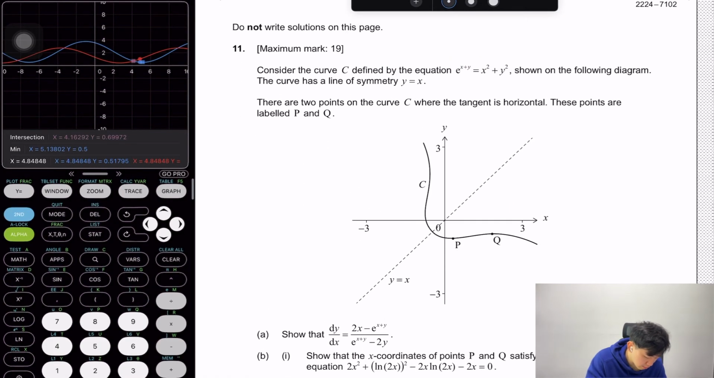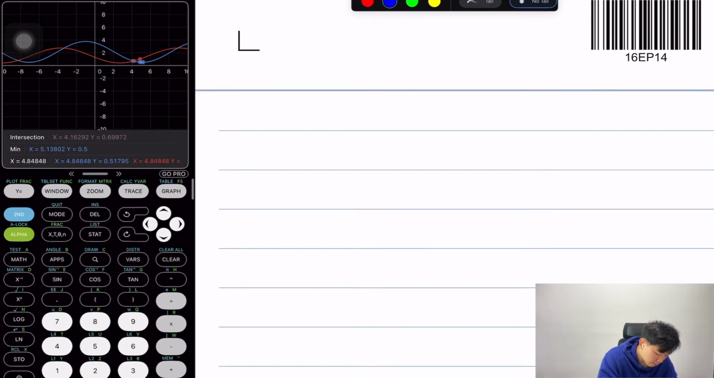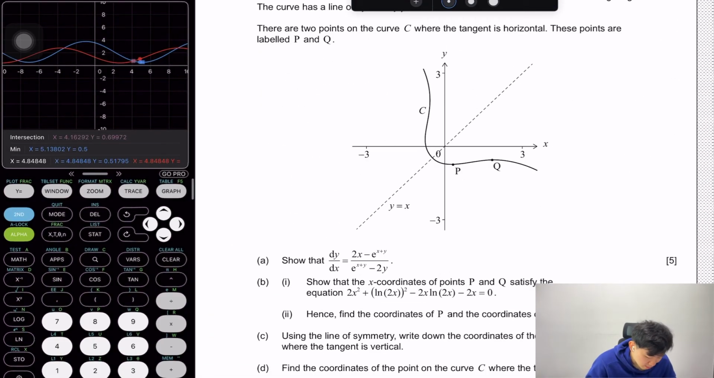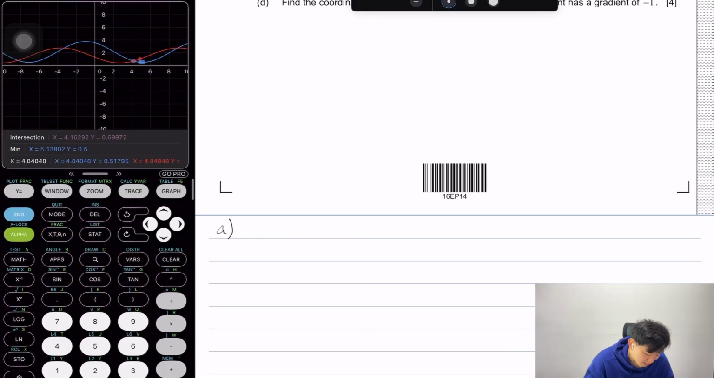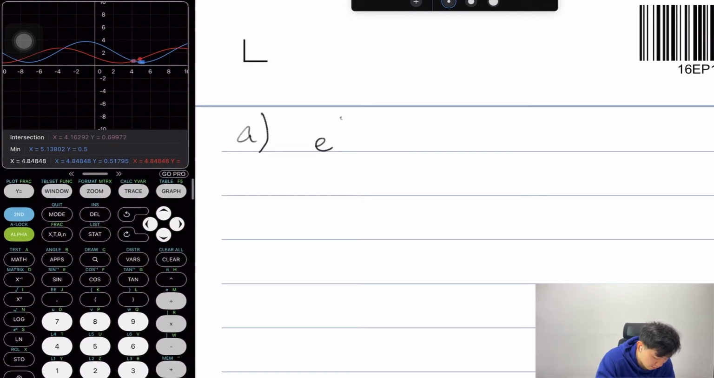Question 11. So basically, we have a graph, and then we have this one. We have to show that it's in this case. And we also have this one, right? So we attempt to do the differentiation first. Part A. At this point, you can feel that I don't want to talk too much, because that's a pretty tiring process for every single student.